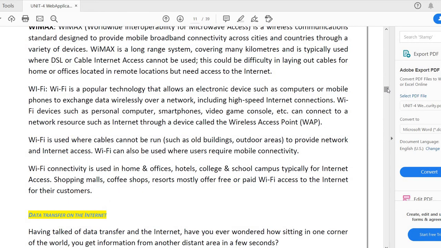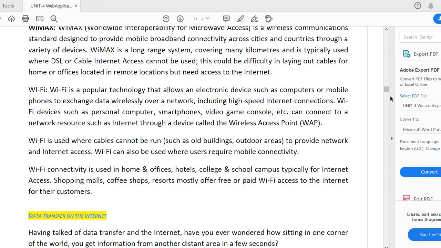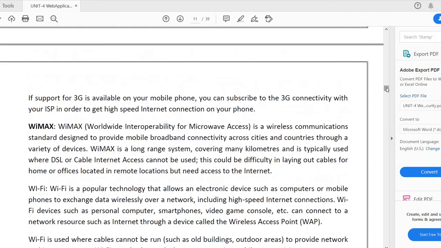Next is WiMAX. This full form is very important for the CBSE exam. WiMAX is Worldwide Interoperability for Microwave Access. It's a wireless communication standard. It provides mobile broadband connectivity across cities and countries. We can use a variety of devices with WiMAX. And WiMAX is a long range system, with coverage of kilometers and kilometers.